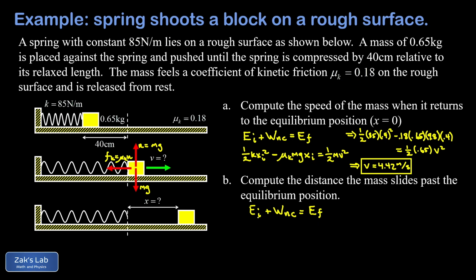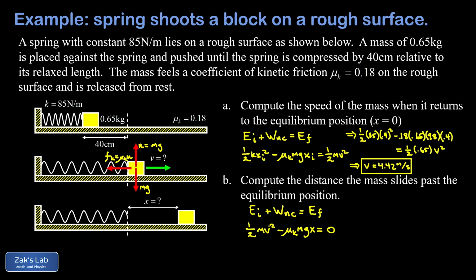And in this case, all the initial energy is kinetic. Again, we're starting from the equilibrium position where the spring is relaxed and the block is moving at 4.42 meters per second. So we have 1/2 mv squared. And then I need to write down the work done by friction as we go through this additional distance of x. Well, it's very similar to last time. I have the force of friction mu k mg, and then I have to multiply by this displacement of x. So that's the unknown that we're trying to solve for this time. Now in my final state, I have a block sitting at rest in a relaxed spring. The total energy is 0.